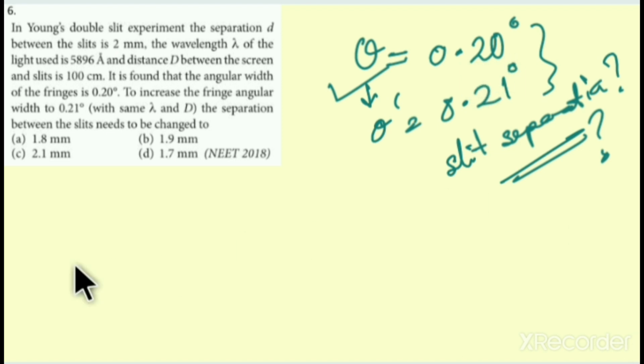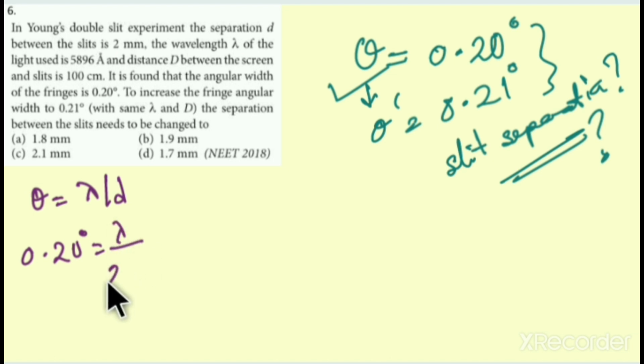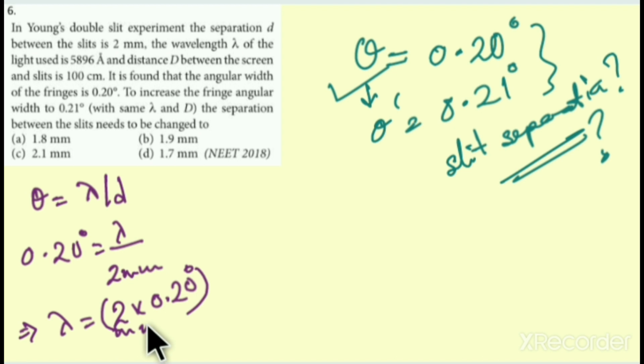So we can say from our known knowledge that the angular width theta is equal to the wavelength divided by the distance between those two slits. From the first condition it is given that 0.2 degree is equal to the given lambda divided by 2 millimeter. That is the first condition. From here lambda is equal to 2 into 0.20 degree, and this is millimeter.